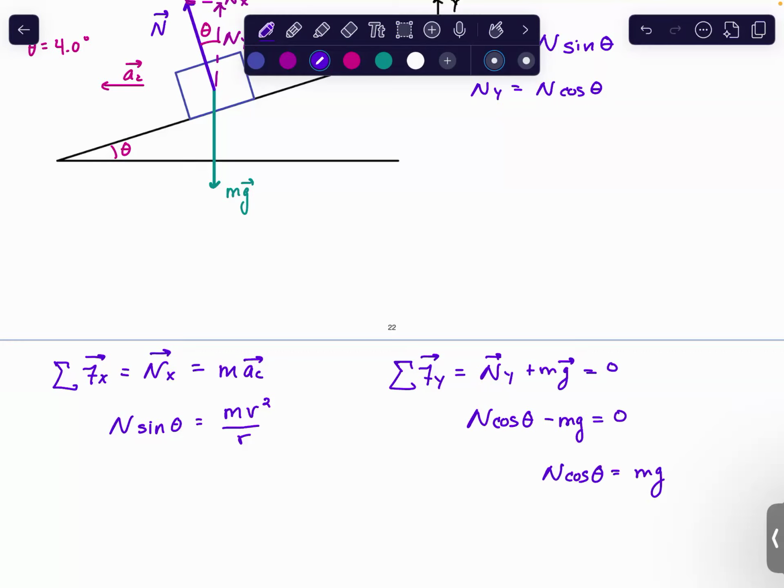Okay, one of them is an equilibrium expression, one of them isn't. What's the difference? One is set to zero. So why is the y direction in equilibrium? Yeah, it's not moving in the up or down direction. The x component, of course, is not in equilibrium, just for the fact that you're moving in a circle, you have to have a centripetal acceleration.